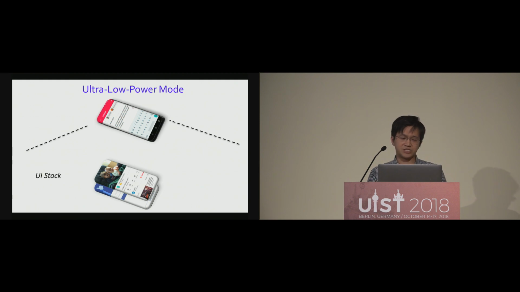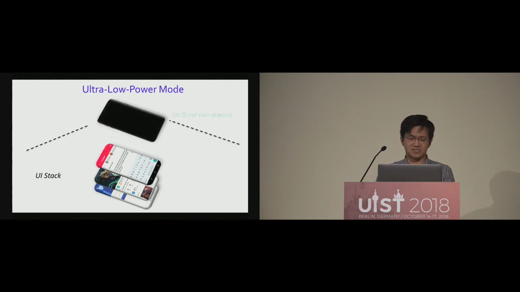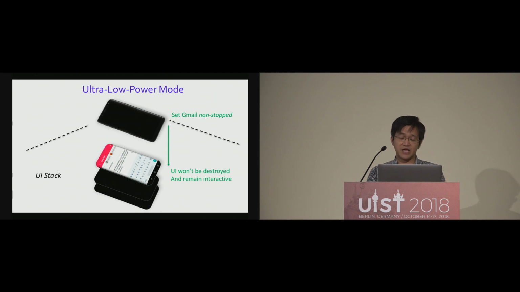In our case, we set specific apps as non-stop setters, for example, in this case, Gmail, so that this app keeps updating its UI, remains interactive and keeps refreshing its UI. And please notice here, this does not waste much power because you can see the remaining apps are still being destroyed. We're only setting specific apps to be active.